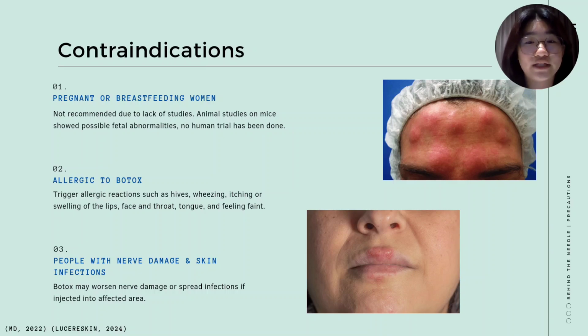Secondly, people who are allergic to Botox. Once they come into contact with Botox, they will trigger allergic reactions such as hives, wheezing, itching, or swelling of the lips, face, throat, and tongue. They may also feel faint. Lastly, people with nerve damage or skin infection. Botox may worsen nerve damage or spread infection if injected into the affected area.